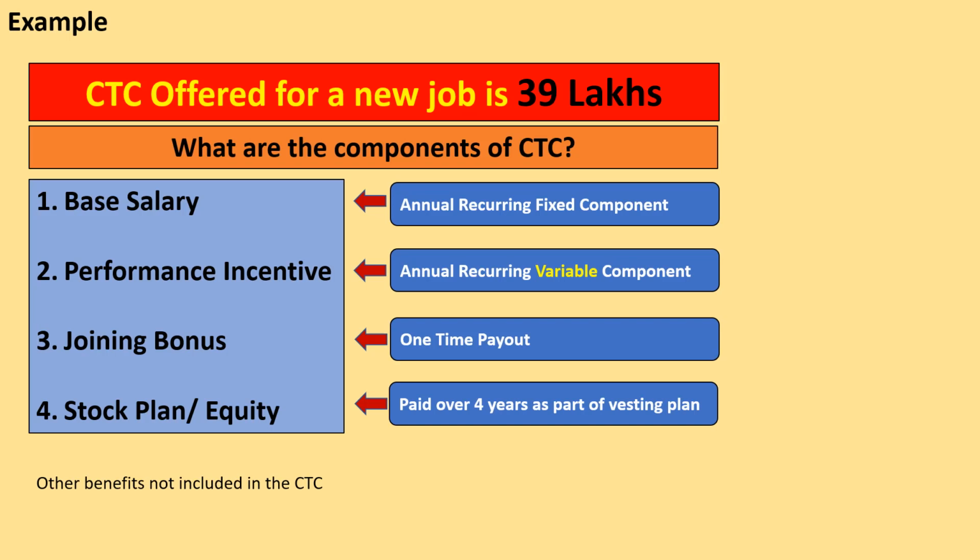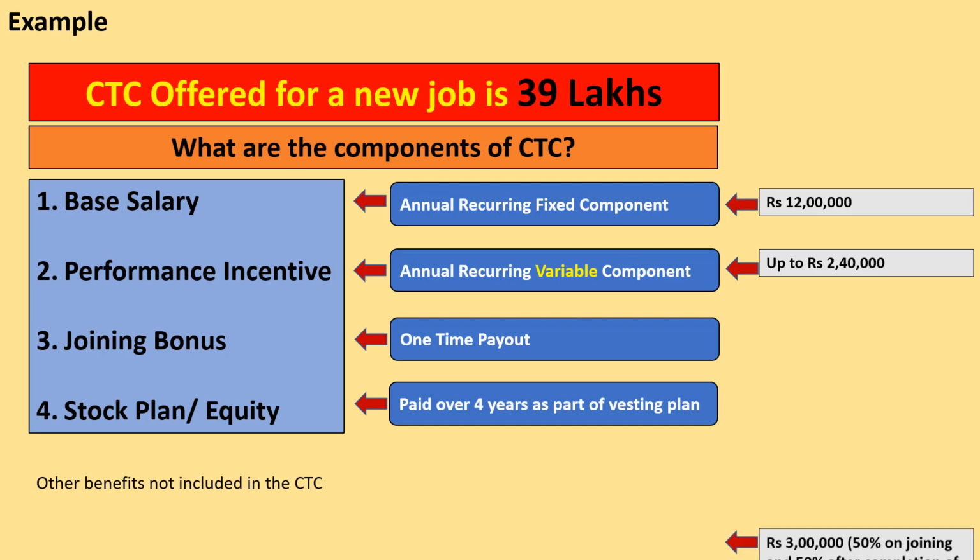Because rest everything is either performance based or is a one time payout or is a payout which is over a period of few years. So now if we take this example of 39 lakhs, let's see how this distribution will look like. So the base salary will be somewhere around rupees 12 lakh per annum, right? So that's your fixed component. Performance incentive is, let's say, 20% of the base salary, right? Which comes to 2,40,000. But then again, as I said, this is not guaranteed. This may vary based on company performance as well as the individual performance.